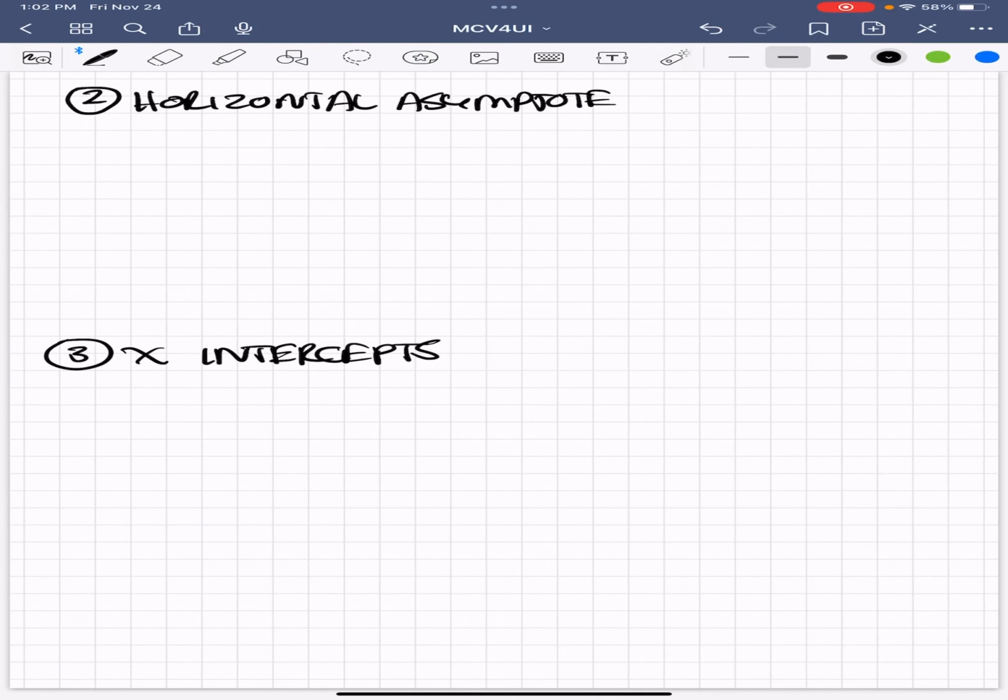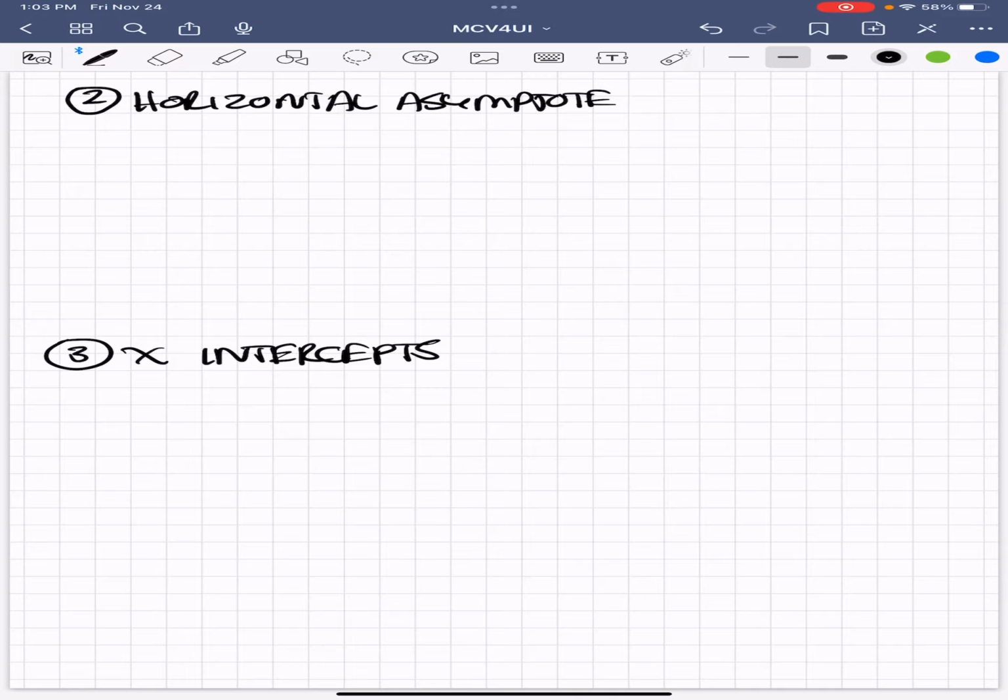So next we have the horizontal asymptote. And for the horizontal asymptote, there are three cases. First case, the degree of the numerator, f of x, is less than the degree of the denominator. In that case, the horizontal asymptote would be y equals 0. The second case is the degree of f of x, the numerator, is equal to the degree of the denominator, g of x. Then the horizontal asymptote would be y equals the leading coefficient of the numerator f of x over the leading coefficient of the denominator, g of x.